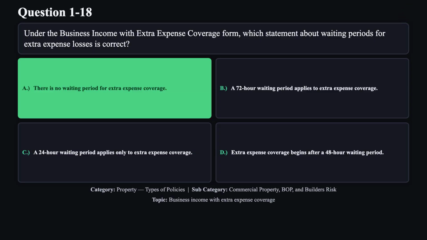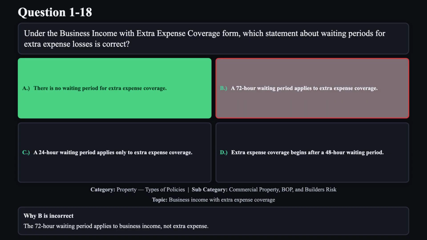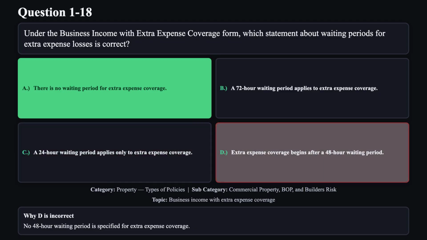The correct answer is A. The correct answer is that there is no waiting period for extra expense, whereas business income losses are subject to the specified waiting period. Reason B is not correct. The 72-hour waiting period applies to business income, not extra expense. Reason C is not correct. There is no separate 24-hour waiting period for extra expense coverage. Reason D is not correct. No 48-hour waiting period is specified for extra expense coverage.